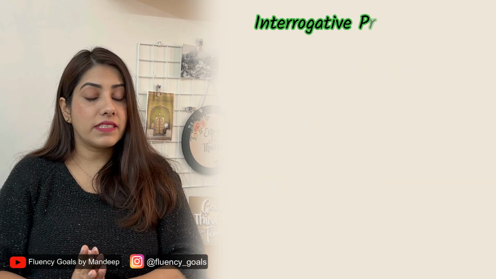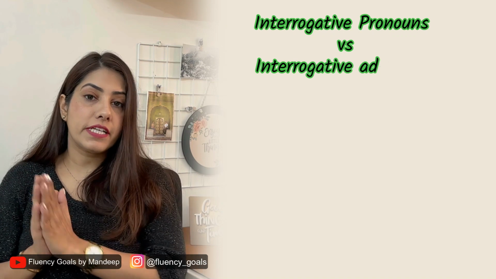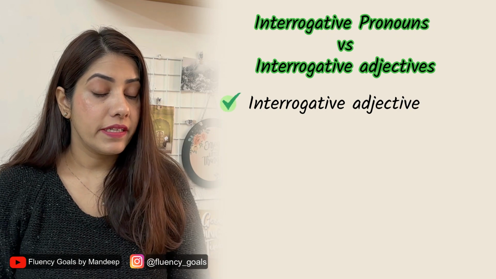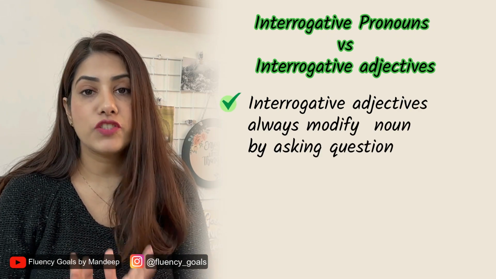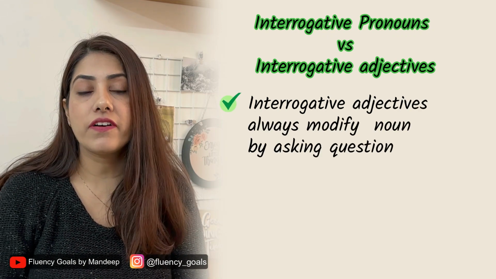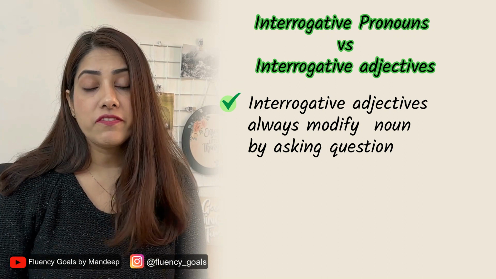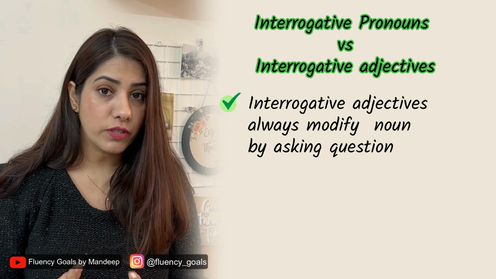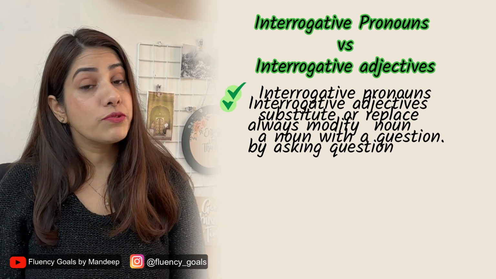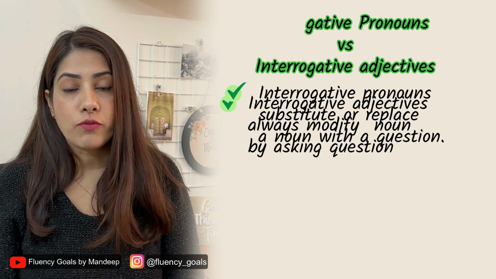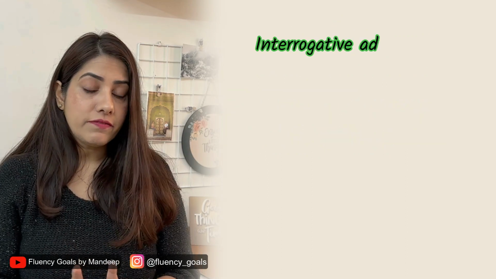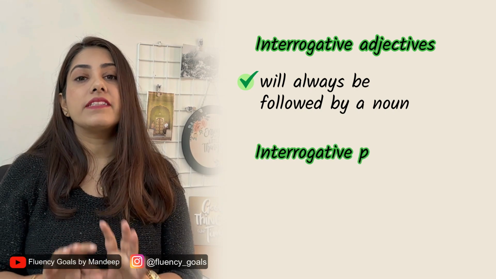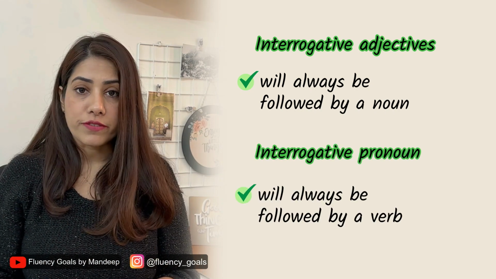Now again, there is a lot of confusion between interrogative pronouns and interrogative adjectives. One main thing here is that the interrogative adjectives always modify the noun. So they always modify a noun by asking a question. Whereas interrogative pronouns are used to substitute or replace a noun with a question. An interrogative adjective will always be followed by a noun, whereas an interrogative pronoun will always be followed by a verb.